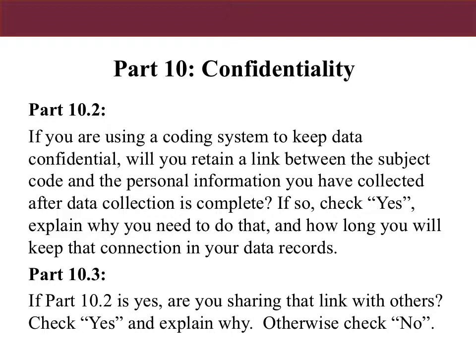Part 10.2. If you are using a coding system to keep data confidential, will you retain a link between the subject code and the personal information you have collected after data collection is complete? If so, check yes. Explain why you need to do that and how long you will keep that connection in your data records. Part 10.3. If Part 10.2 is yes, are you sharing that link with others? Check yes and explain why, otherwise check no.